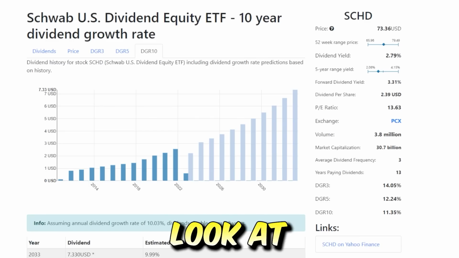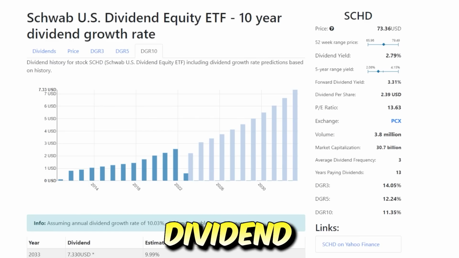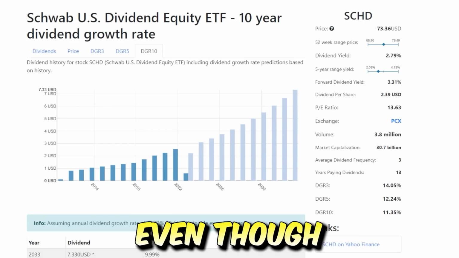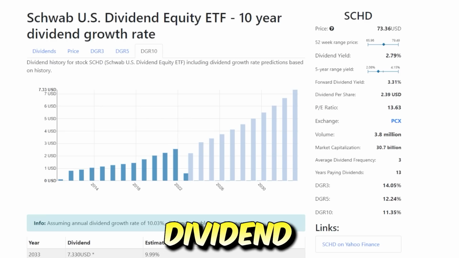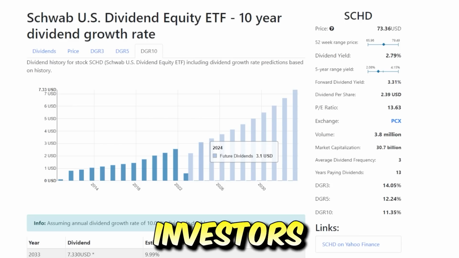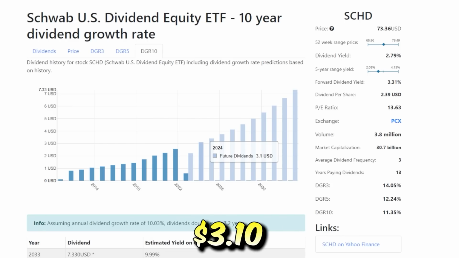But if you look at SCHD's dividend growth rate over the long term, this ETF has been growing the dividend extremely fast, relatively speaking, of course. So even though the 10-year growth rate is 11, the 5-year is 12, and the 3-year is 14, if we use a 10.03% dividend growth rate, we can see that in 2024, investors could assume, again, just an estimation, that SCHD could pay $3.10 in dividends in 2024.